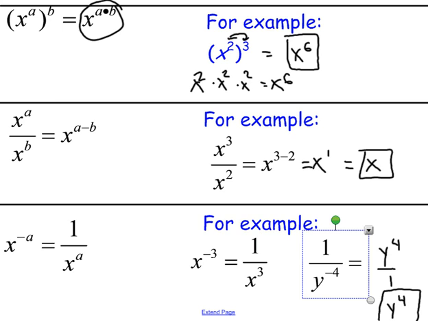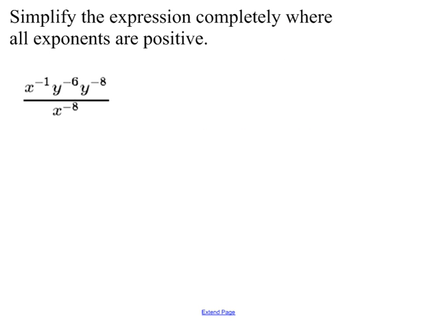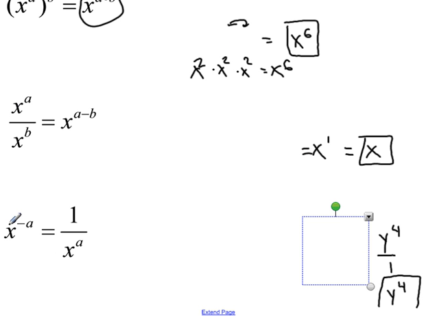Okay, let's work out some examples. Simplify the expression completely where all exponents are positive. All right, so when you look at a problem like this and you see negative exponents, the first thing you should try to do, if there isn't any other simplification that you have to do here, is just make them positive. So what do I have to do to make these exponents positive? Well, let's look at the rule we just looked at, the last one. This rule over here, that's the one we're going to use.